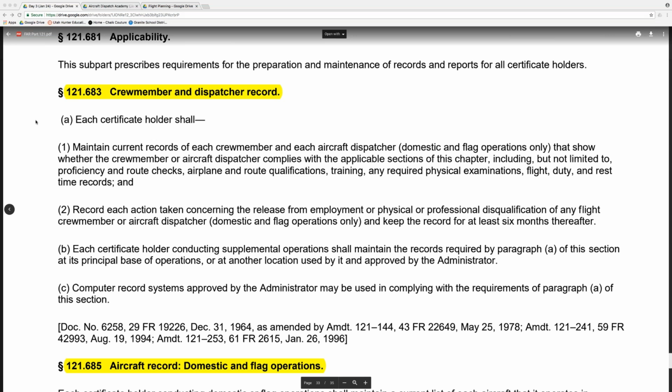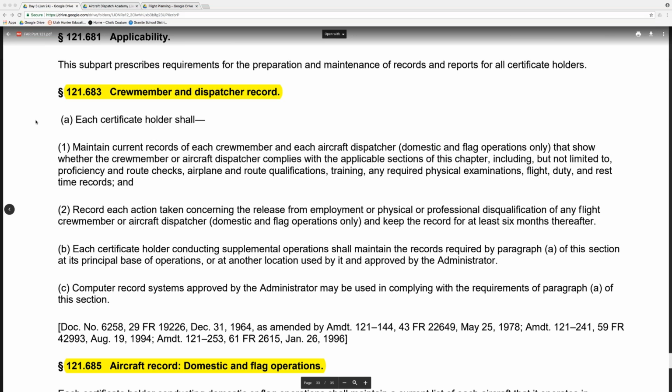Sure. A, each certificate holder shall, 1, maintain current records of each crew member and each aircraft dispatcher, domestic and flag operations only, that show whether the crew member or aircraft dispatcher complies with applicable sections of this section, including but not limited to proficiency and route checks, airplane and route qualifications, training, any required physical examinations, flight, duty, and rest time records, and 2, record each action taken concerning the release from employment or physical or professional disqualification of any flight crew member or aircraft dispatcher, and keep the record for at least 6 months thereafter.